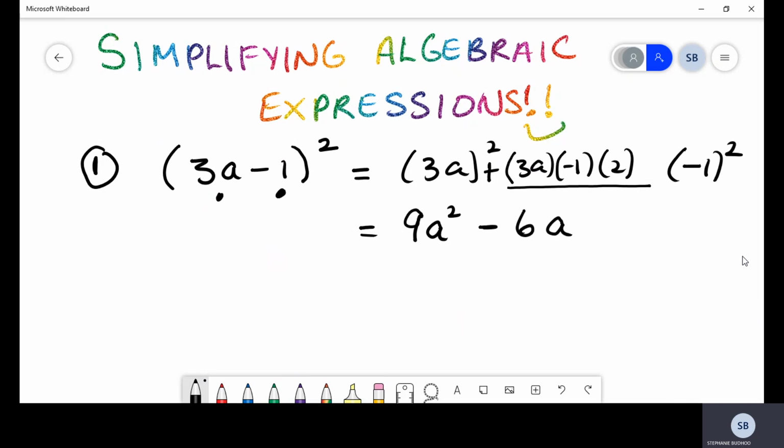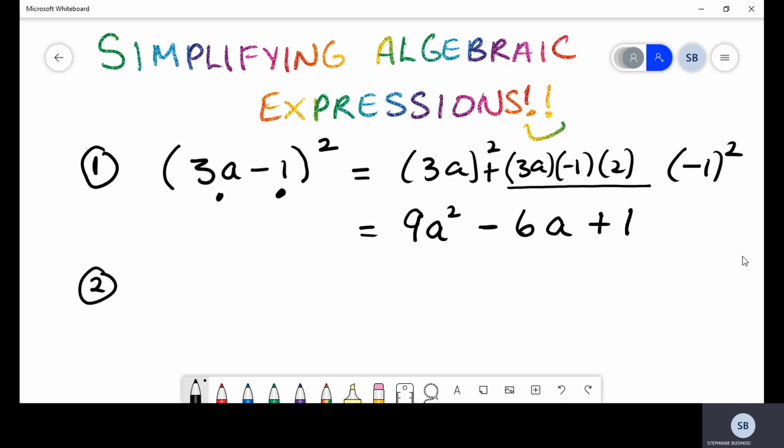6a. So I'm multiplying my negative 1 by 2 to get negative 2. And then my negative 2 by 3 gives me negative 6. And I'll bring down my a. And finally, negative 1 squared gives us a nice neat value of positive 1. And there you have it. If you want to test this answer using the FOIL method, you can go ahead.